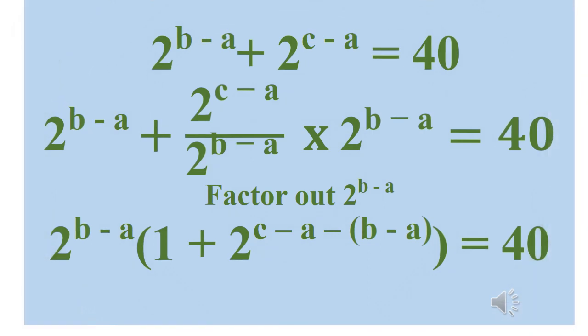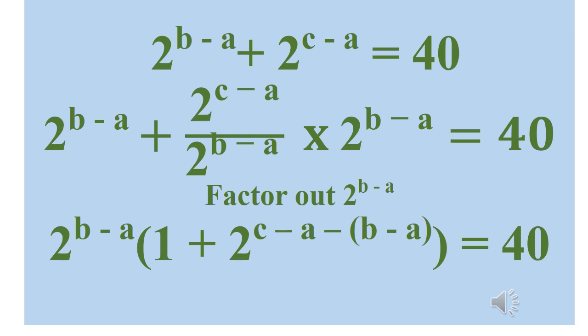So what we do next here is, since we have 2 raised to power b minus a plus 2 raised to power c minus a equals 40, if you take 2 raised to power b minus a plus 2 raised to power c minus a divided by 2 raised to power b minus a times 2 raised to power b minus a, what you are trying to do is for them to have 2 raised to power b minus a in common.